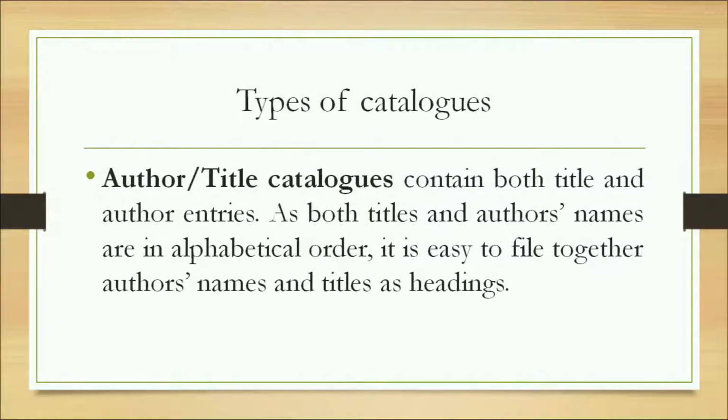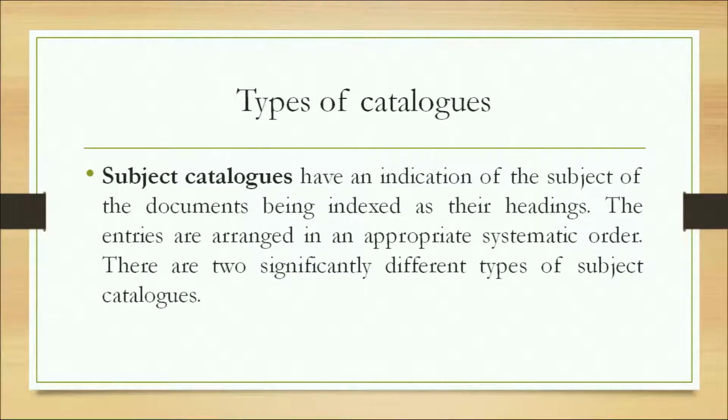Then we also have author title catalogs. Author title catalogs contain both title and author entries. As both titles and authors' names are in an alphabetical order, it is easy to file together author names and titles as headings. Then we also have subject catalogs. Subject catalogs have an indication of the subject of the document being indexed as their headings. The entries are arranged in an appropriate systematic order.